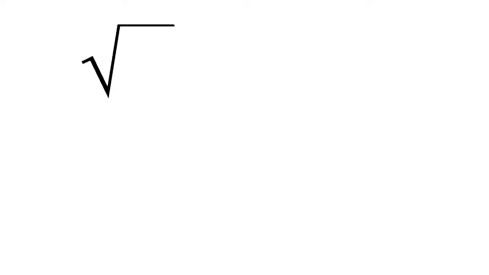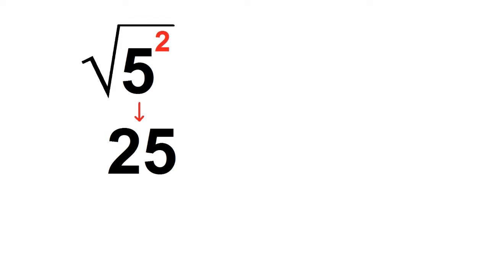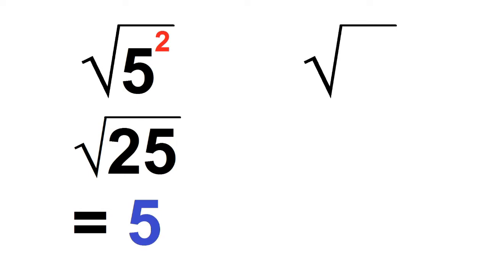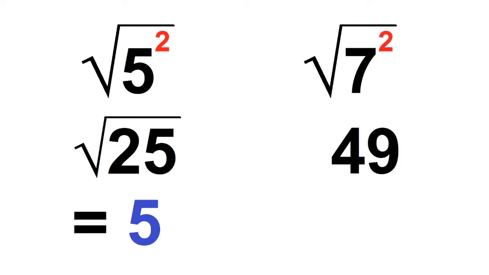Let's take a look at the square root of 5 squared. 5 squared is 25. And then if we square root that, we'll have 5 again. Now I know some of you might have already figured out what's going on here, but let's try one more example. What about the square root of 7 squared? 7 squared is 49, and then we're going to square root 49, so we're going to be back to 7.